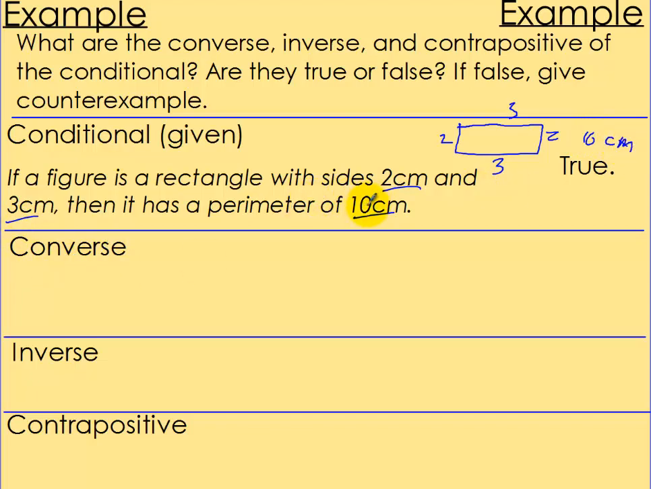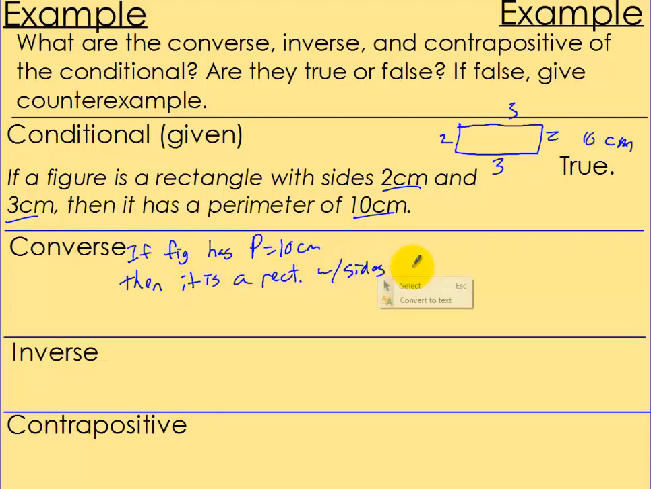Okay, so the converse. If it has a perimeter of 10, then the figure is a rectangle with sides of 2 centimeters and 3. So if a figure has perimeter, I'm going to say big P equals 10 centimeters, then it is a rectangle with sides 2 centimeters and 3 centimeters.